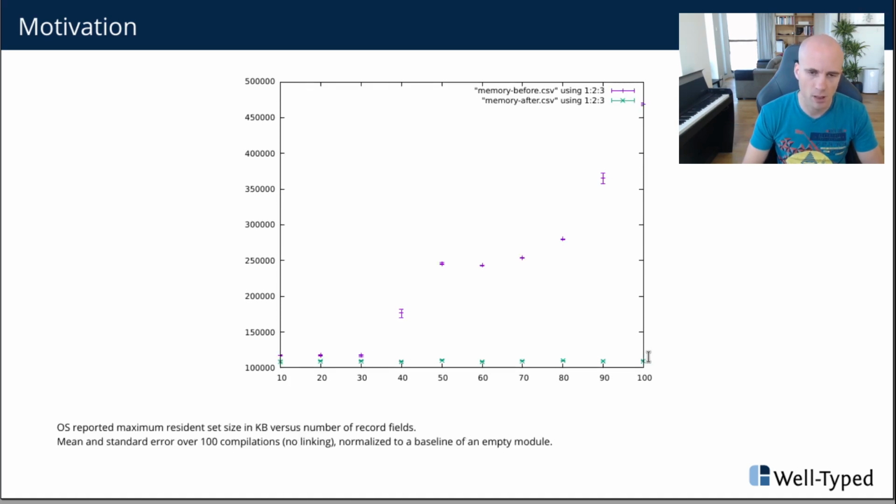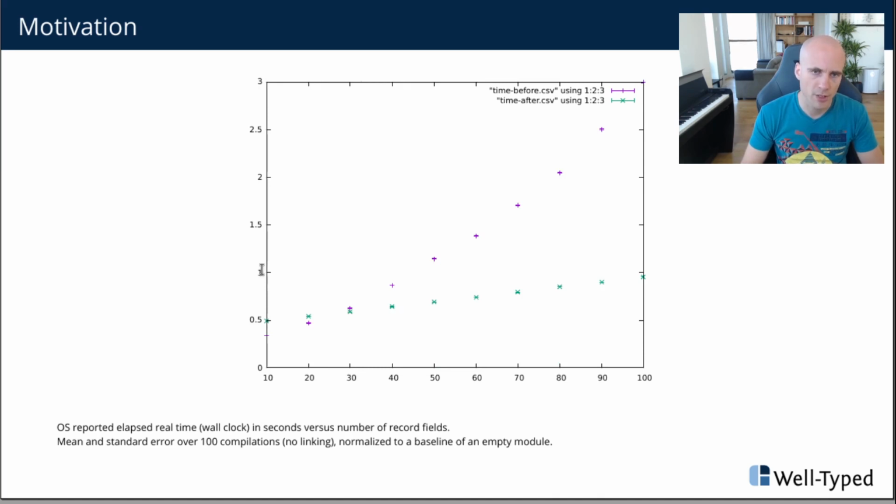In terms of real resources, OS reported memory usage goes up to nearly 500 megabytes with basic GHC, whereas with the large records library, it stays down here flat at nearly 100 megabytes, and this is normalized, by the way, to an empty module. And similarly, compilation time goes up to nearly 3 seconds with basic GHC and stays under 1 second with large records, so 3 times faster. Again, this is normalized to compilation of an empty module.